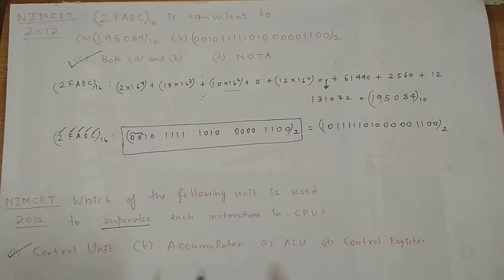What does an accumulator do? An accumulator is a special CPU register which is used as the destination point for all arithmetic and logical operations. What is the ALU? The ALU is the arithmetic and logic unit, which contains the necessary circuitry for carrying out arithmetic and logic operations. And what about a control register? Control register may sound similar to a control unit, but it is not. A control register is a processor register, mind you, which changes the general behavior of a CPU or any other digital device. So the correct answer in this case is control unit.